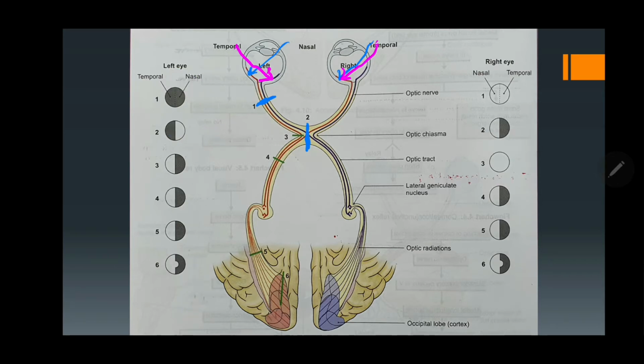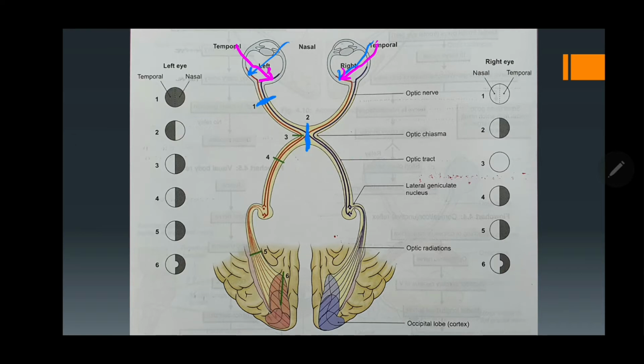These diagrams you're seeing here are not of the retina, right? They are actually depicting the visual fields. So what you're seeing there is loss of vision in the temporal half of both the visual fields because of lesion number 2. Now look at lesion number 3.